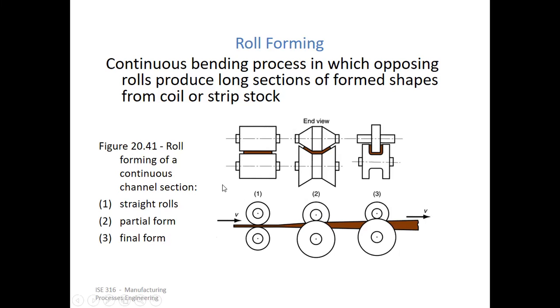Okay. So this indicates the roll forming of a continuous channel section. You have straight rolls, right? As you can see here, we are basically looking at it from the side. If you look at it from here, we will see these things that look at the process actually happening. The first one is straight rolls, so no other bending is required. The rolls are to be straight. The second one is the partial form, and the third one is the final form, right?